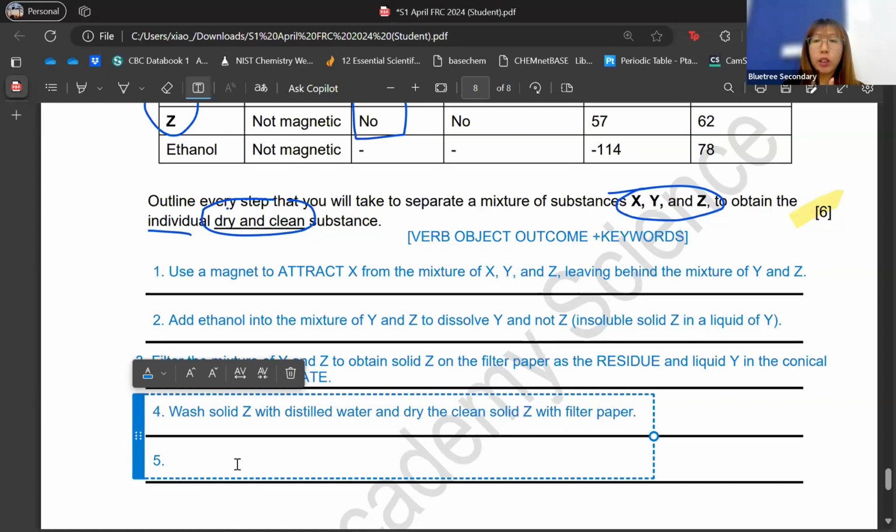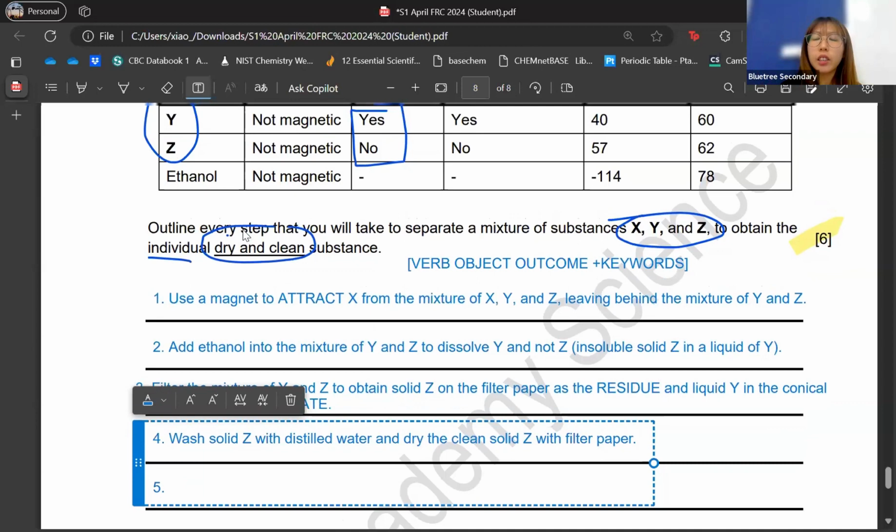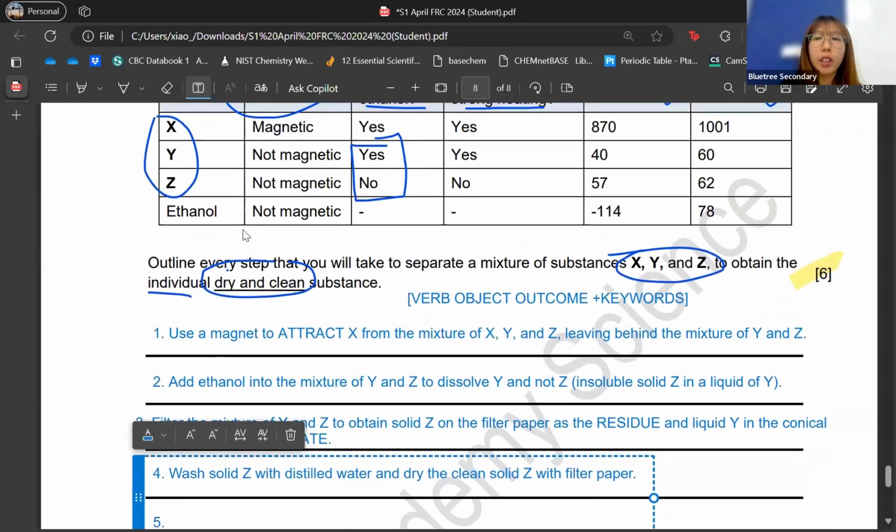Okay, so last few steps before we are done for this 6-mark question. Okay, so just to refresh, we now already have solid X. We already dry and clean solid X from step number 1. Step number 4, we already obtained our dry and clean solid Z. Now we are left to deal with liquid Y. So Y is a liquid. I want to get back the solid. How do we know? Because the question already said dry and clean. The state that we are looking at has to be dry and clean for solid. You cannot have dry and clean for liquid.